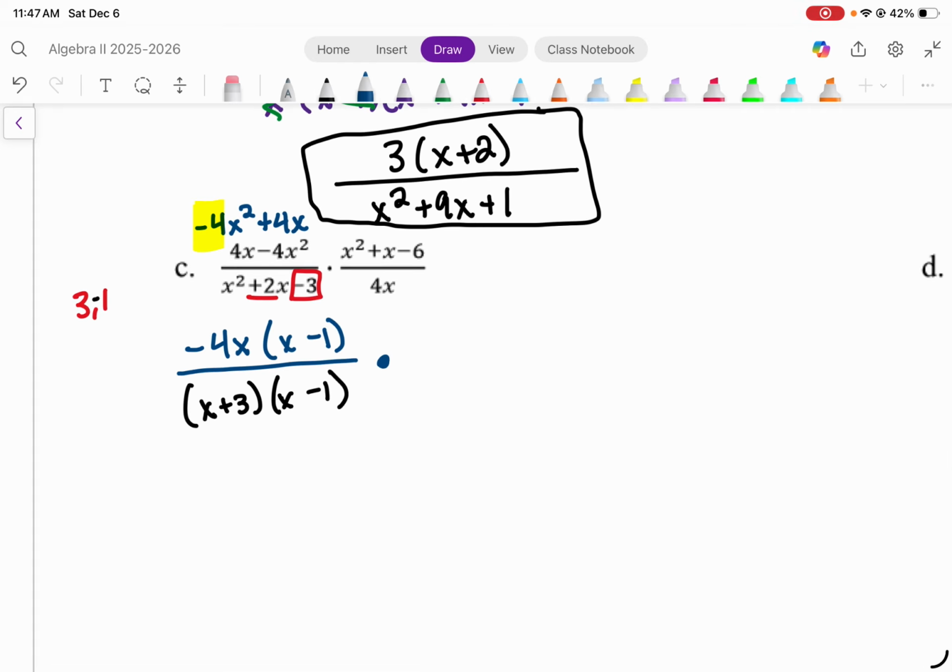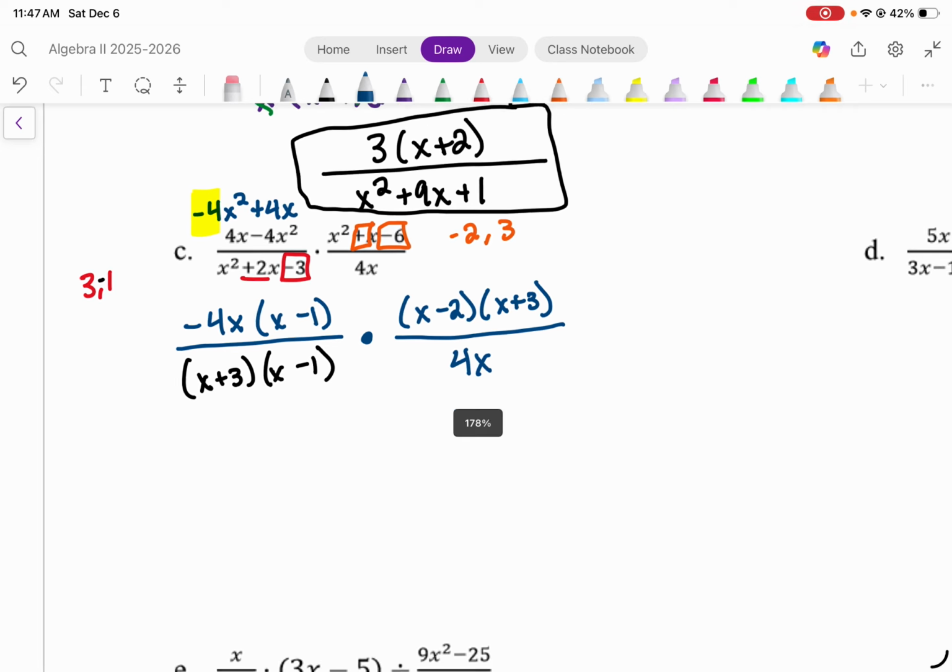All right, we are still multiplying times. Now for this one, I need two numbers that multiply to negative 6 and add to a positive 1. So if I do 2 and 3 and the 2 is negative, those multiply to negative 6 and add to positive 1. So I can factor that into x minus 2 and x plus 3 all over. And the 4x can't be factored at all, so we're just going to leave that.